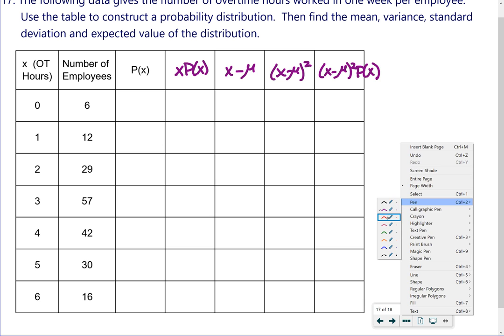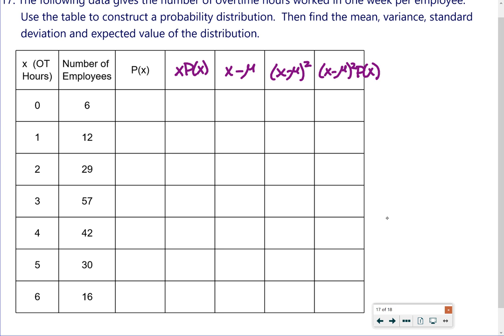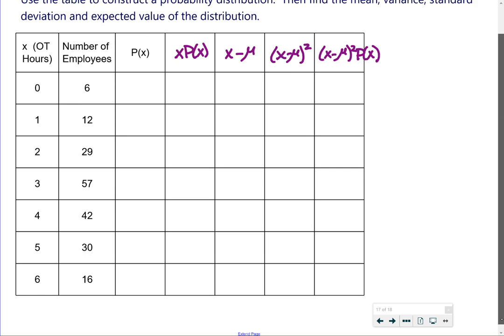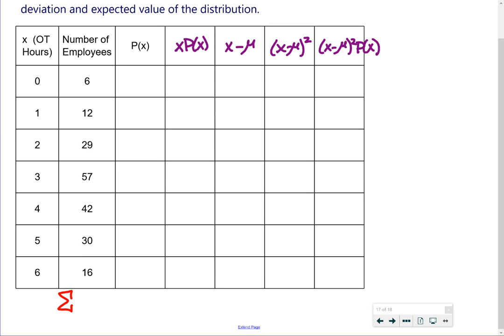Before I can find the probability of each event, each X value, I need to know what about all of those employees. What am I missing here? I'm missing a total. You're going to have several totals along the bottom. Sum of the number of employees is what we need to divide by. So let's see. 6, 12, 29, 57, 42, 30, and 16 give me 192. Okay. So then the probability of each X value, you're going to do the number of employees divided by that 192. Let's turn it into a decimal.